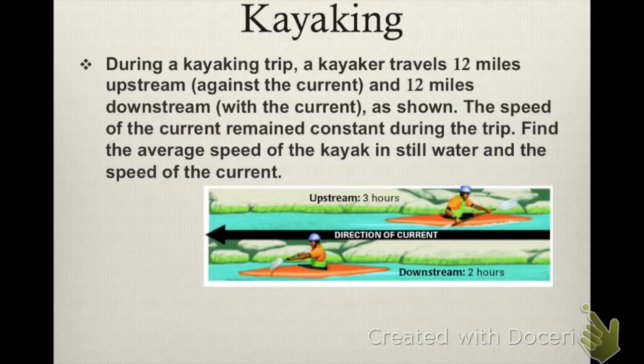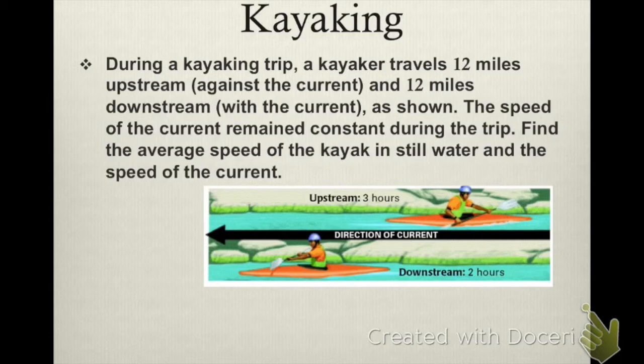All right, so jumping back to this kayaking example real quick. During a kayaking trip, a kayaker travels 12 miles upstream against the current and 12 miles downstream with the current. The speed of the current remained constant the whole trip. We want to find the average speed of the kayak in still water and the speed of the current. So we want to find how fast the kayaker was actually kayaking, and then how fast the current was that the kayaker was in.